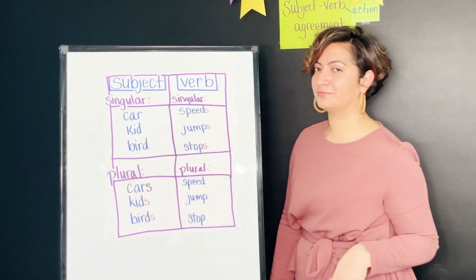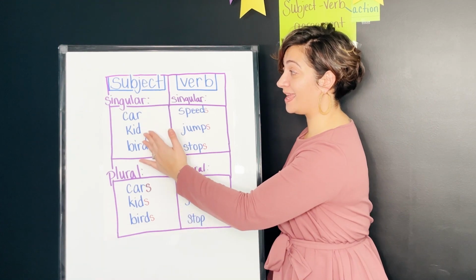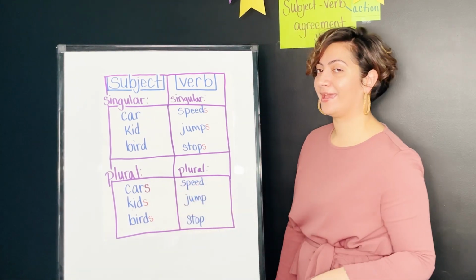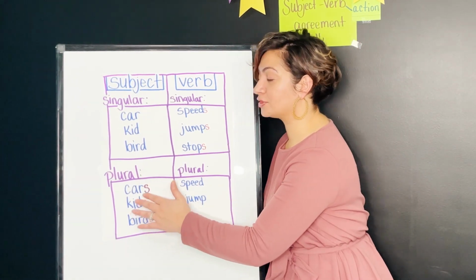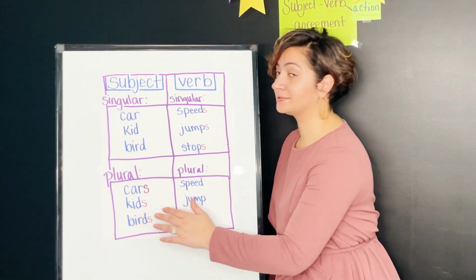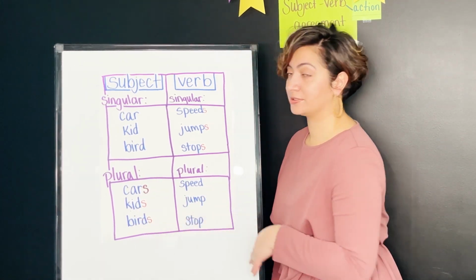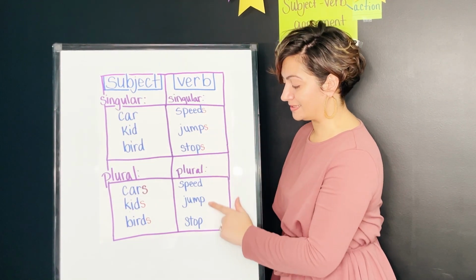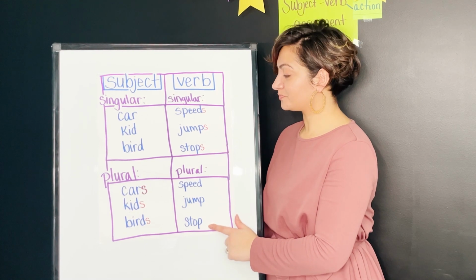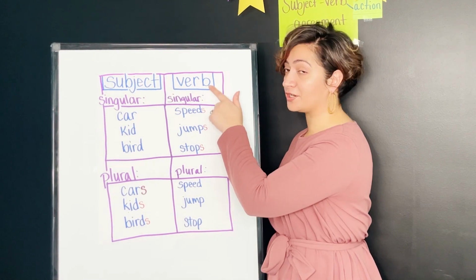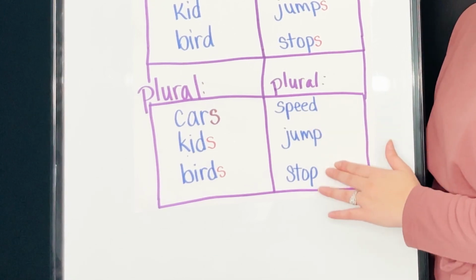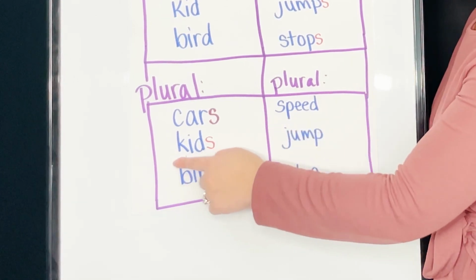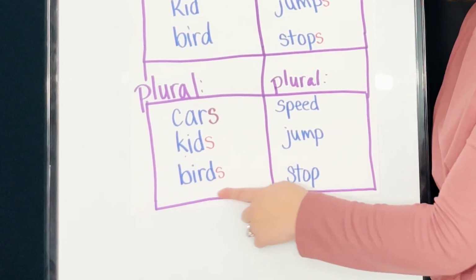Let's look at the plural form. Okay, so these are the same nouns, but this time the subject has an S at the end. When we talk about cars, more than one car. Kids, more than one kid. Birds, more than one bird. This time, you'll notice that the verb does not have an S. So when we talk about the plural form of a verb, it will be in its plural form by not adding an S. So the cars speed. The kids jump. The birds stop.